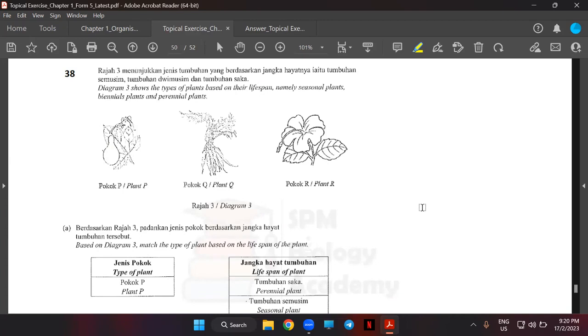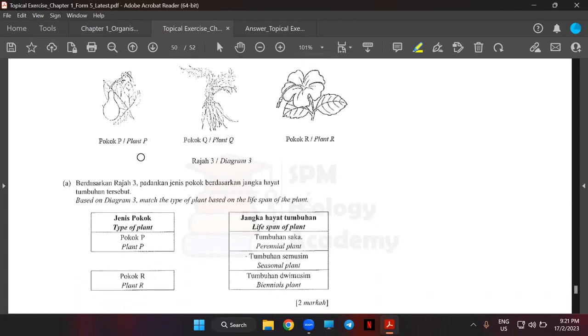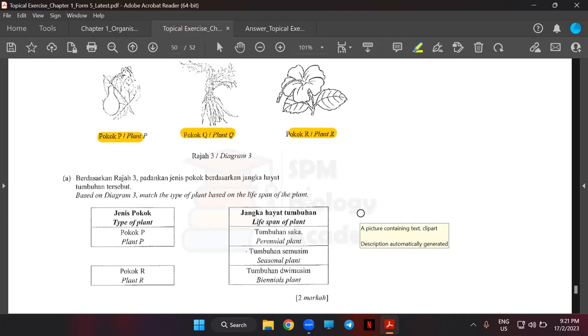Rajah 3 menunjukkan jenis tumbuhan yang berdasarkan jangka hayatnya, iaitu tumbuhan semusim, tumbuhan dwimusim dan tumbuhan saka. Diagram 3 show the type of plant based on their lifespan, namely seasonal plants, biennial plants and perennial plants. Okay. So pokok P, pokok Q, pokok R. Okay. Berdasarkan Rajah 3, padankan jenis pokok berdasarkan jangka hayat tumbuhan tersebut. Based on diagram 3, match the type of plant based on the lifespan of the plant.